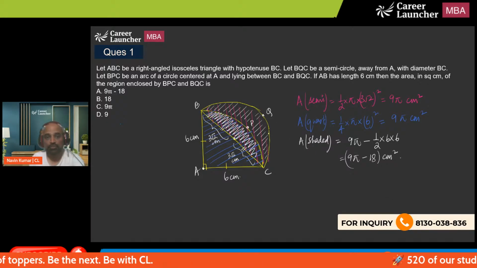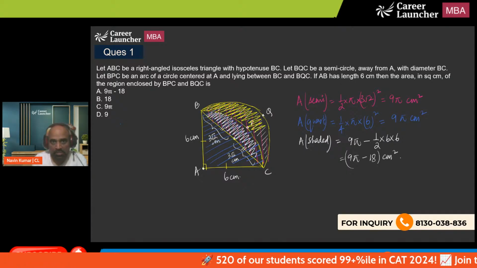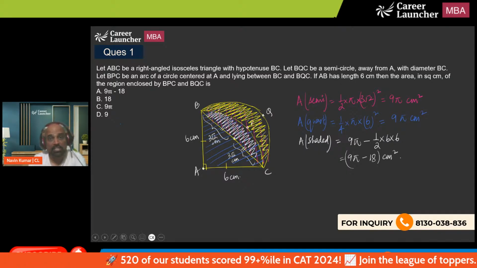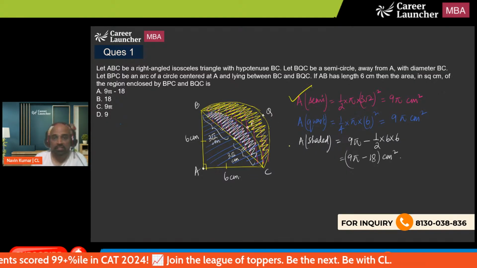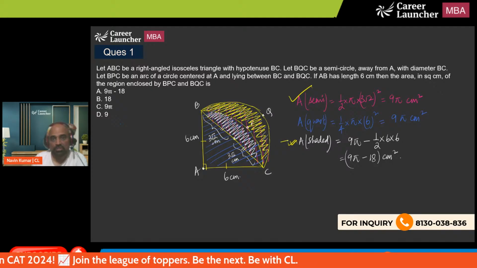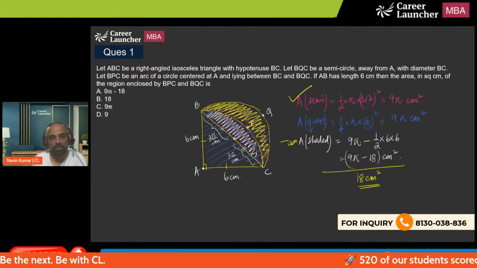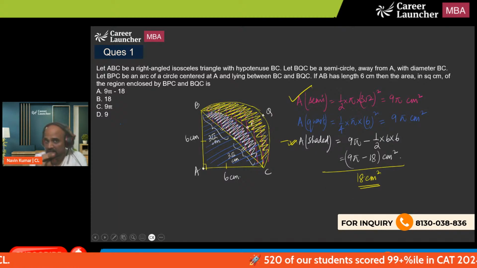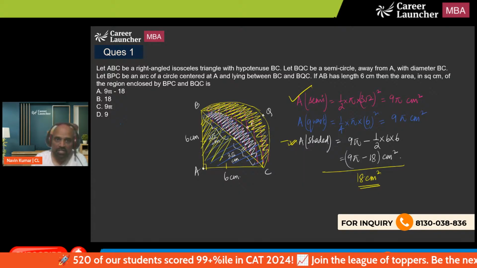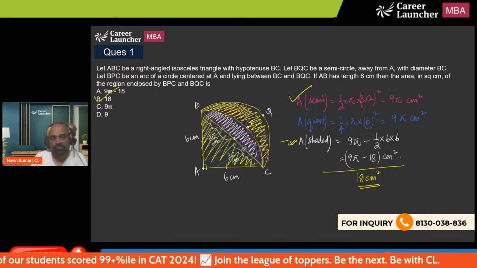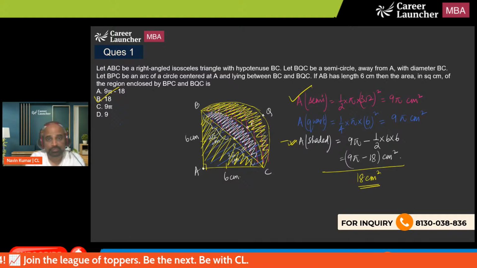Now, the leftover. If we want to calculate the area of this region, which is enclosed between BPC and BQC, we can say that its area is the area of the semicircle minus the area of the shaded region. If we subtract, 9 pi gets cancelled out and we will be left with 18 centimeters square. Basically, the area of that region is going to be the area of the triangle that we see. Very much unexpected, but that's what it is.